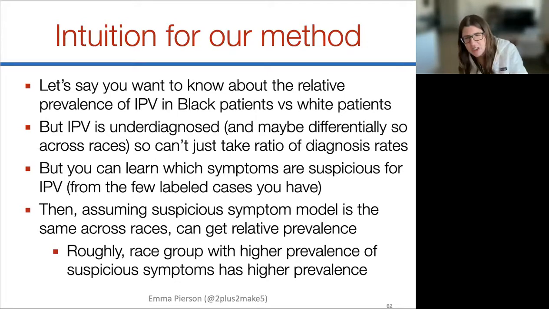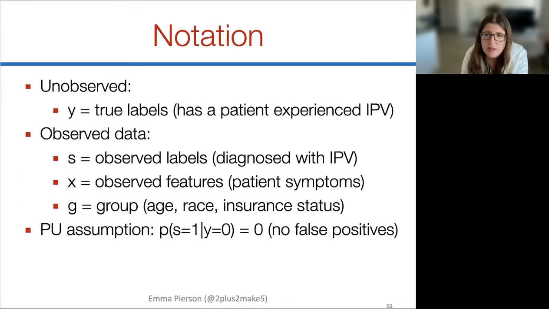And the rough intuition is the race group that has the higher prevalence of suspicious symptoms has the higher prevalence of the condition. To be a bit more formal about that, we assume basically that the unobserved latent thing that we really care about is denoted by Y. These are the true labels. Has a patient really experienced IPV?